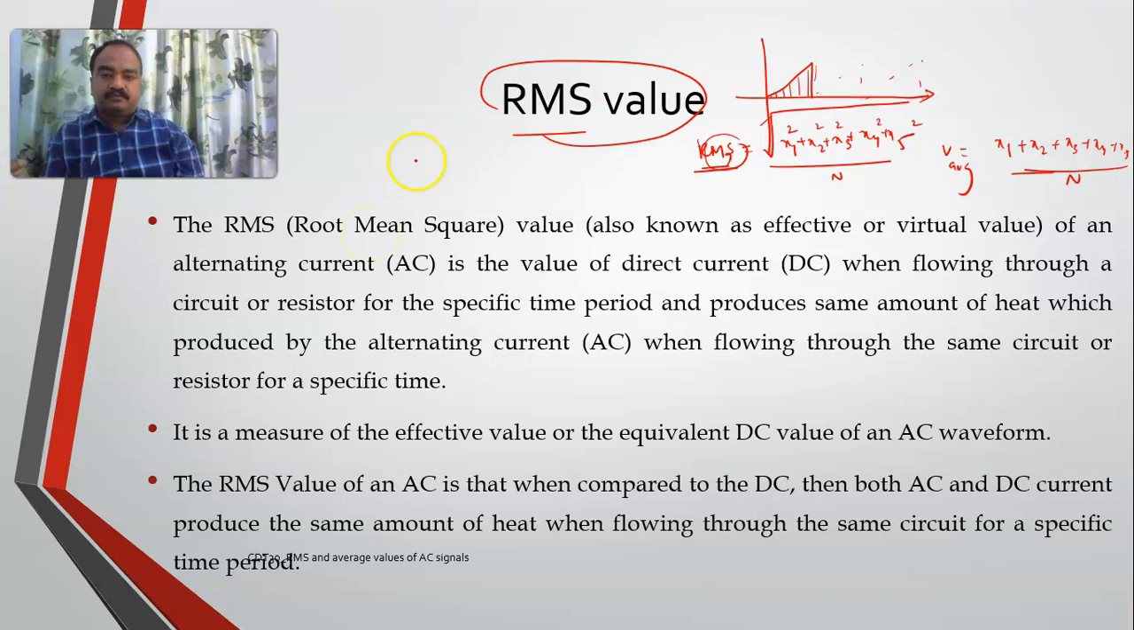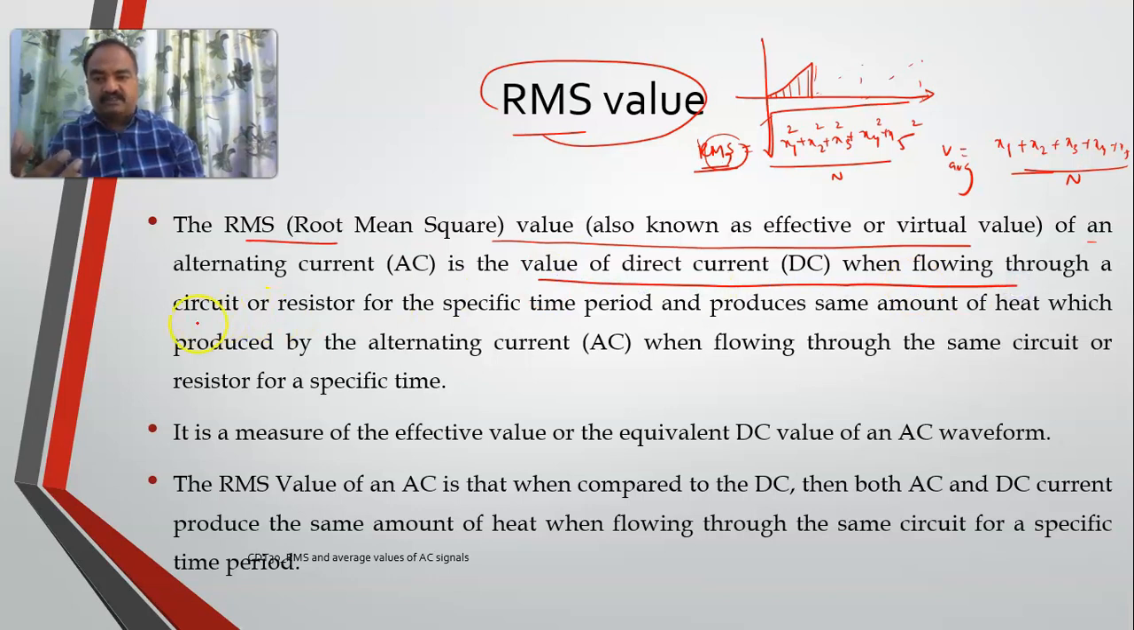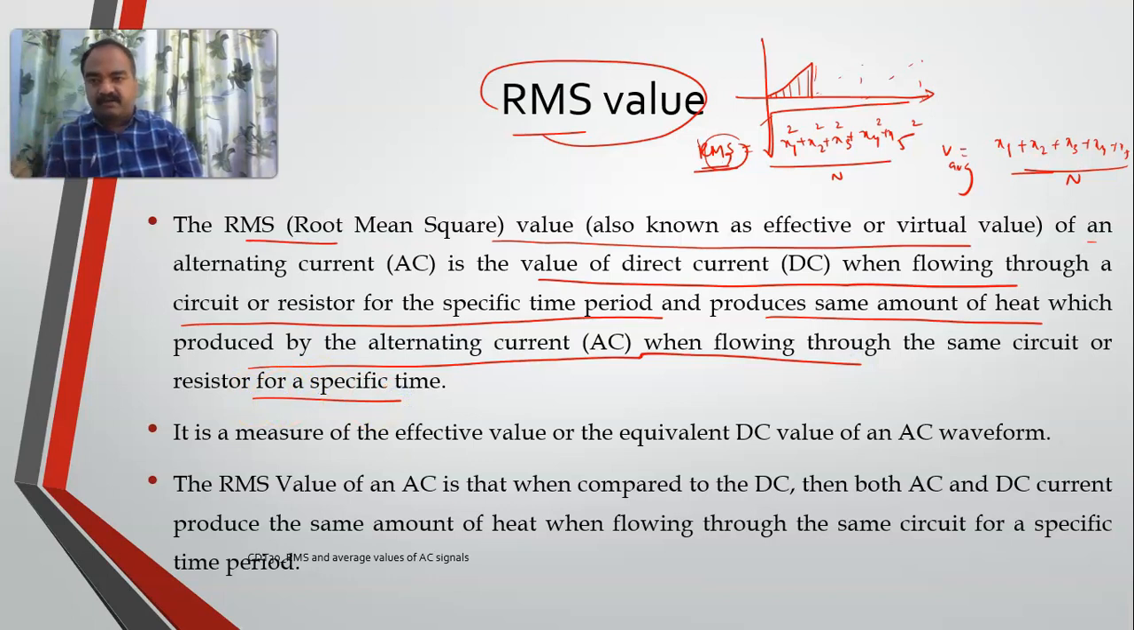So now, in technical words, how is it defined? The root mean square value, we call it the effective value of an AC signal. It is the value of DC which, when flowing through a circuit for a specific time period, produces the same amount of heat which is produced by the AC when flowing through the same circuit or resistor for a specific period of time.